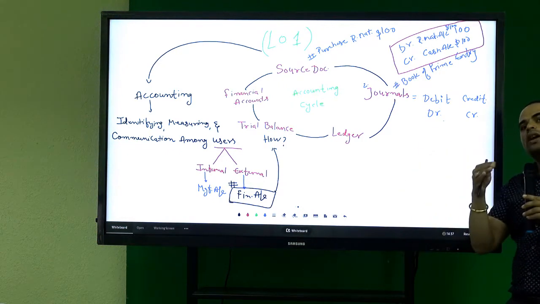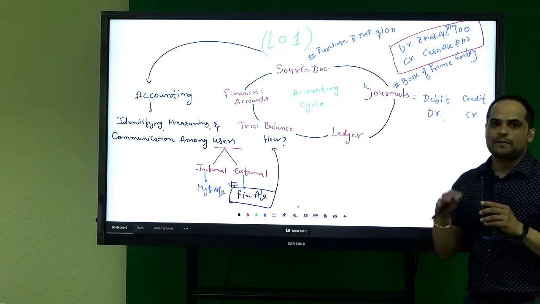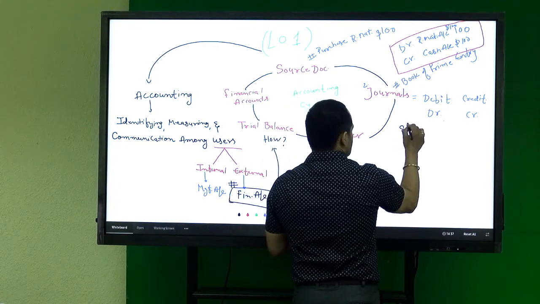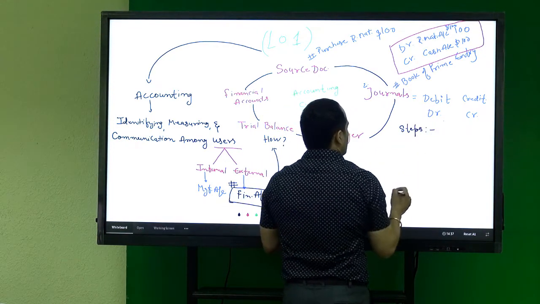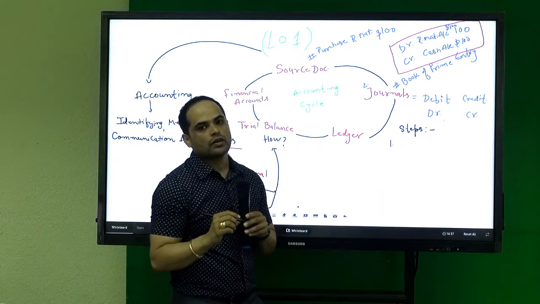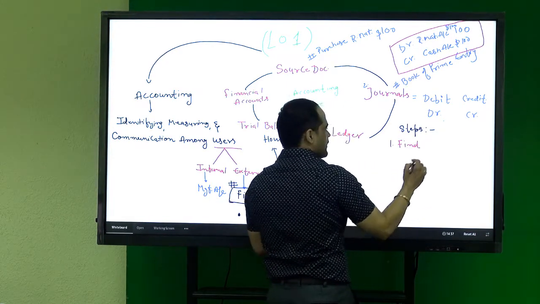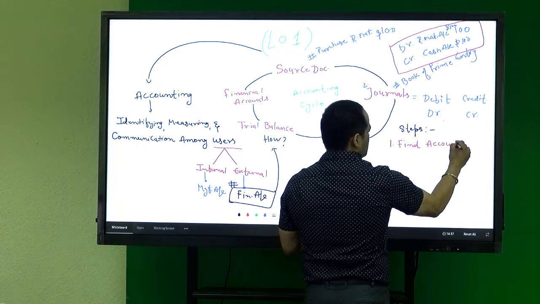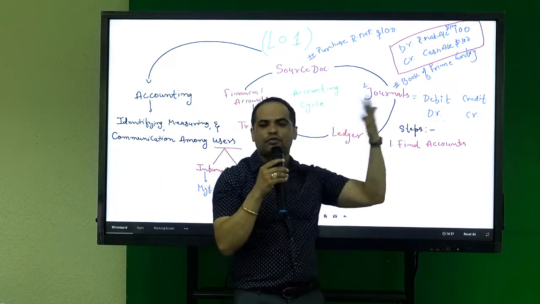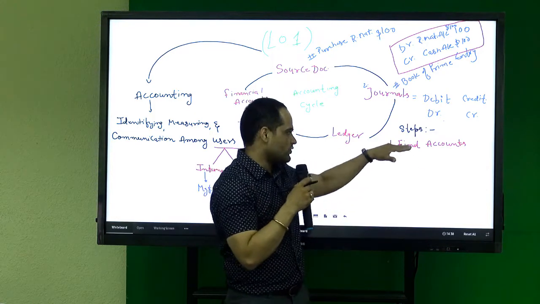I'm going to give you the easiest way to recognize or to prepare the journal entry. So you're going to follow some steps to complete the journal entry. Steps. Step one is find accounts. Whatever transactions you have, you have to find the accounts. What accounts is it? What type of account is it? I will explain this step later.